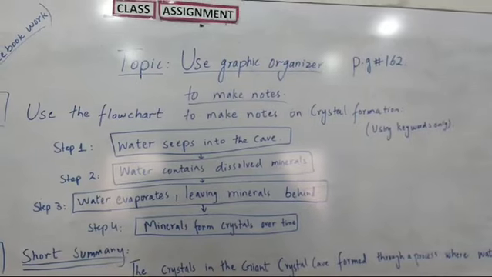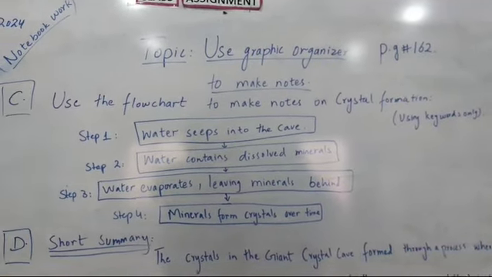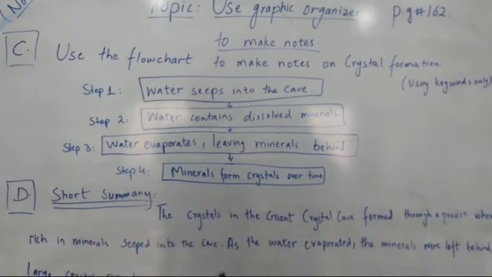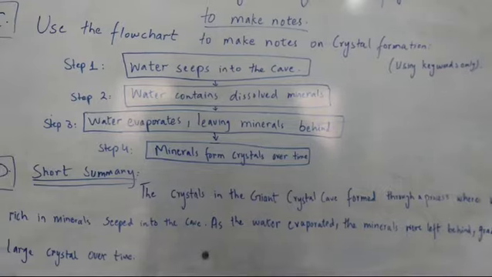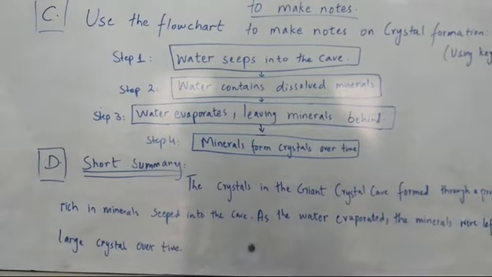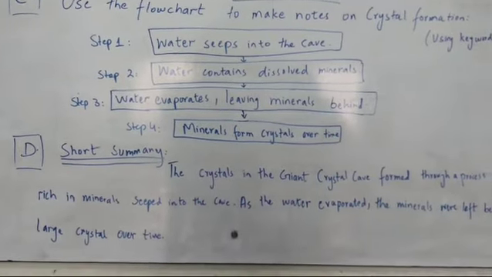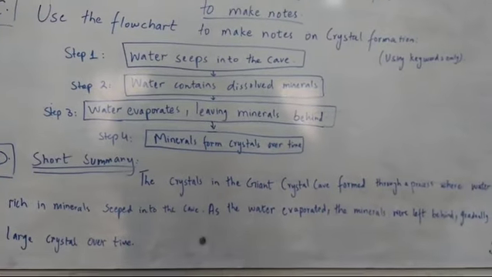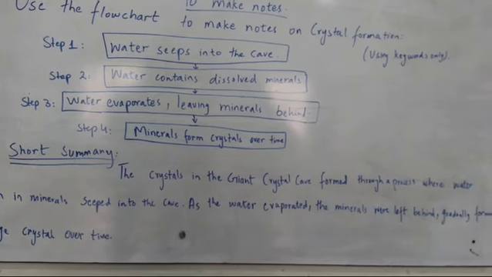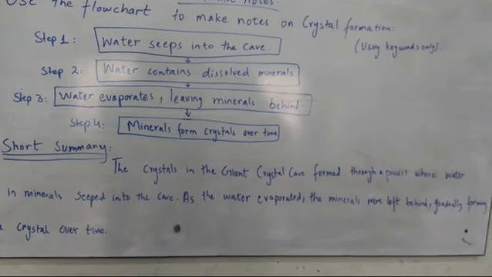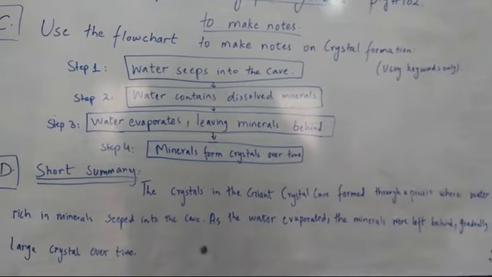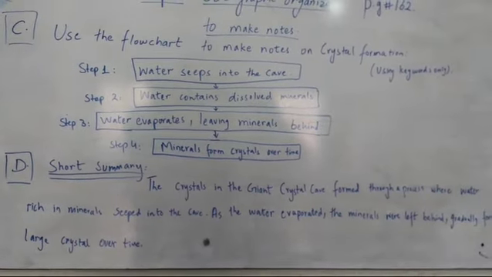So I'm just giving you the overview of what we have learned today. We have learned about graphic organizers. A graphic organizer is a tool in which we organize our information and our sequence. And we have learned about the shapes: the cycle diagram, pyramid diagram, flowchart, Venn diagram, and table. Then we learned about the flowchart and how to put the steps into the flowchart, and the short summary. Thank you.